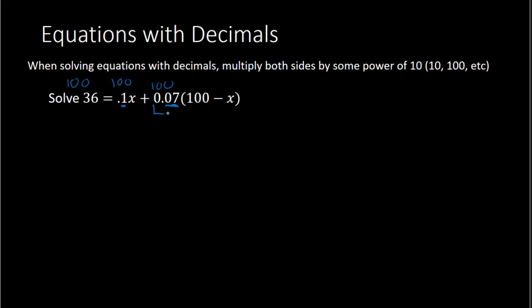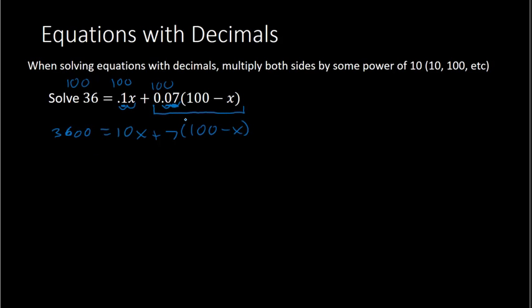Now just be careful, because this right here is considered to be one thing, because of this plus sign. The plus sign is separating this quantity, and this parentheses is being multiplied with 0.07, so it's all together. Okay, so 100 times 36 is 3600. So that's 3600 equals 100 times 0.1. I move the decimal over two places, 1, 2, to get 10x, and then plus 100 times 0.07, move the decimal over two places to get 7. So I have 7 times 100 minus x.